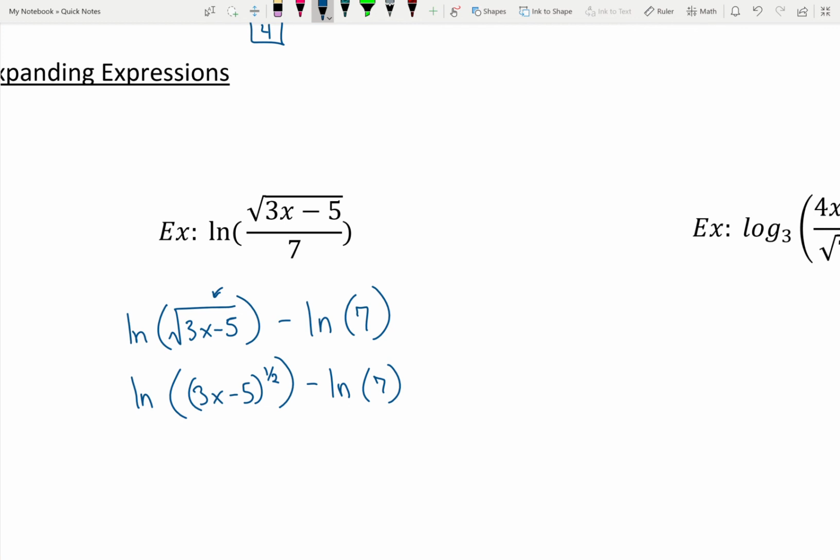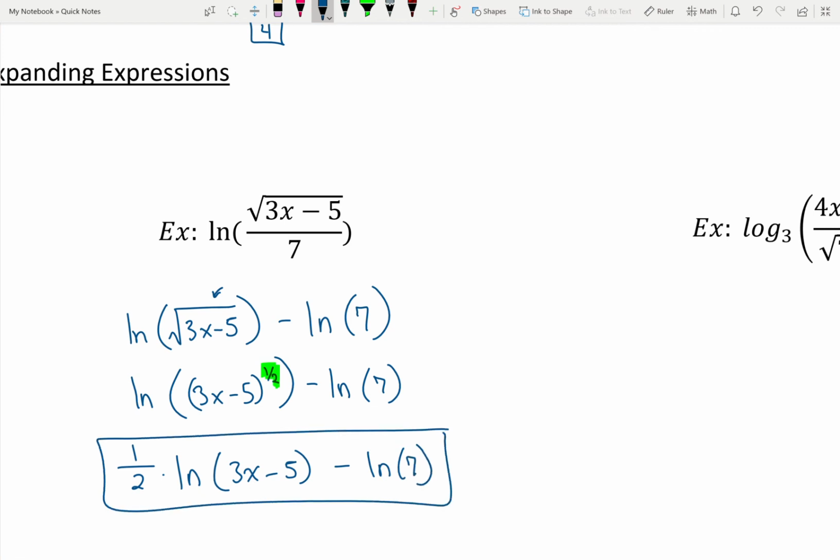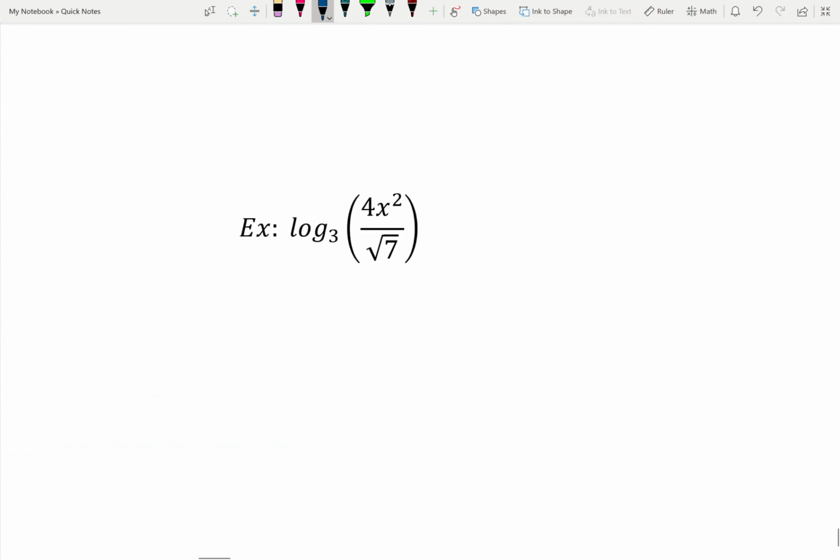So the last thing we should do is probably bring down this exponent. So we'll have 1 over 2 times ln 3x minus 5 minus ln of 7. I think you guys are starting to get the hang of it. We're just recycling these same rules over and over. We'll do one more expansion, and then we'll do two more contracting, and then we'll be done.